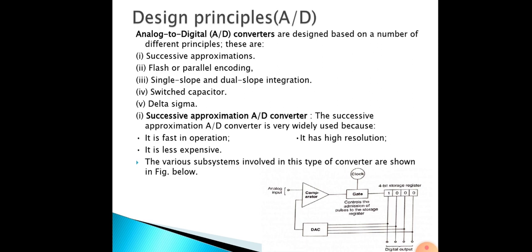Okay, so the various subsystems of the successive approximation A to D converter you can see in the diagram. First there is a clock. The clock generates a voltage emitting a regular sequence of pulses which are counted in binary manner, and the resulting binary word is converted into an analog voltage by a digital to analog converter. This voltage rises in steps and is compared with the analog input.